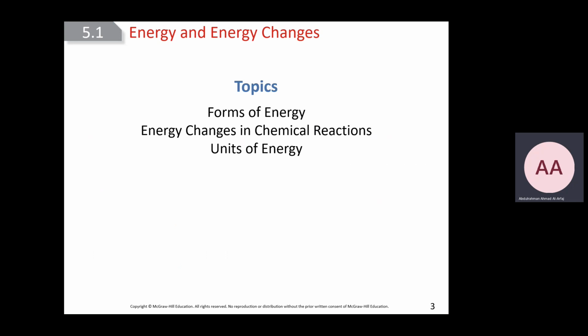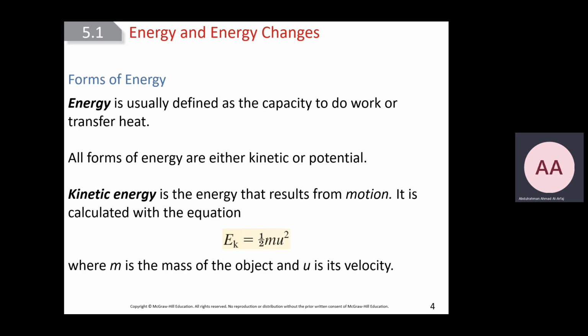Good. Now, what are the forms of energy? We have three forms of energy. We have kinetic energy, which is related to motion. And always the law is E equal to half mu squared, where u is velocity. Velocity, that's well known. Keep it in mind. That's the first one, which is called kinetic energy.